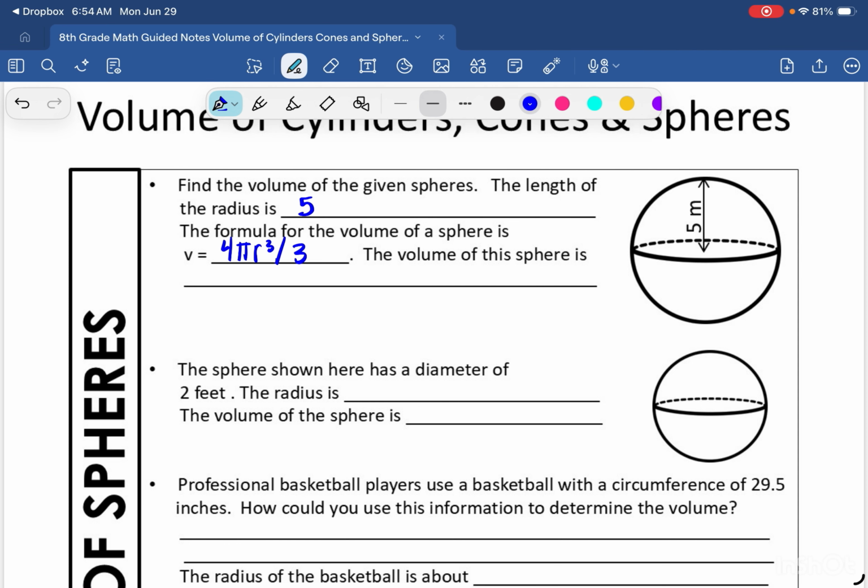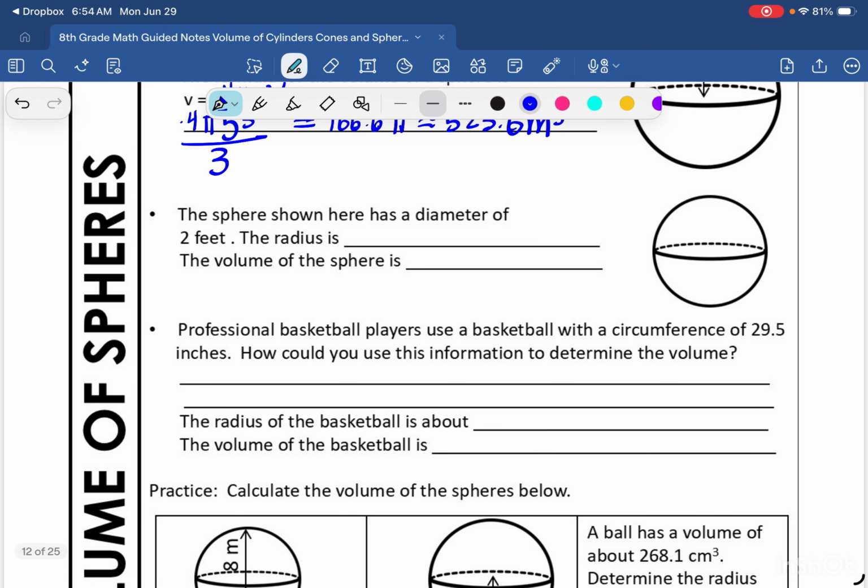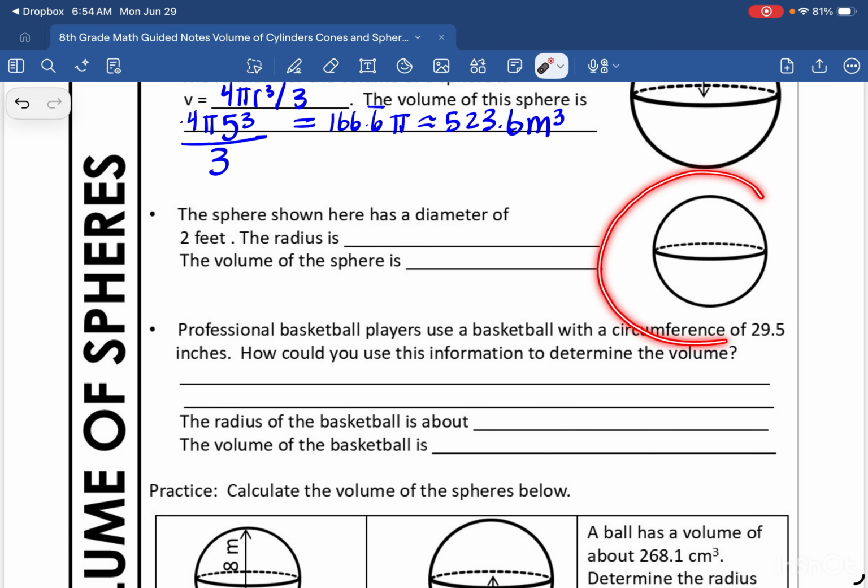The volume of this sphere is, so let's figure that out. 4 times pi times the radius, which is 5 cubed, all divided by 3. If I calculate that out, the exact answer is 166.6 repeated pi. The approximate answer is 523.6 meters cubed.